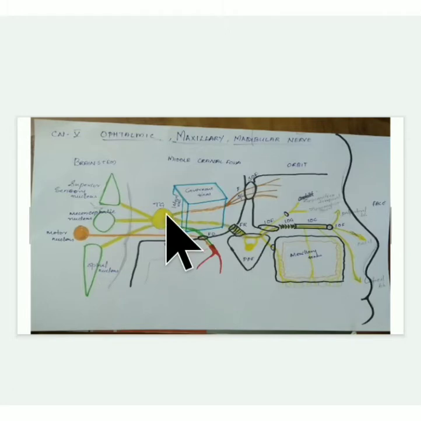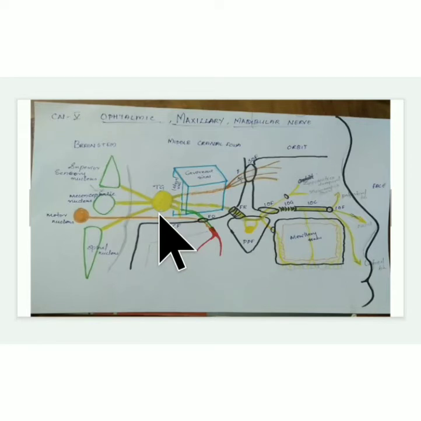and here it reaches the trigeminal ganglion. From the trigeminal ganglion, the sensory nerve divides into three. The first one is the ophthalmic nerve, the second is the maxillary nerve, and the third is the mandibular nerve. Today we are going to look at the course of the mandibular nerve.